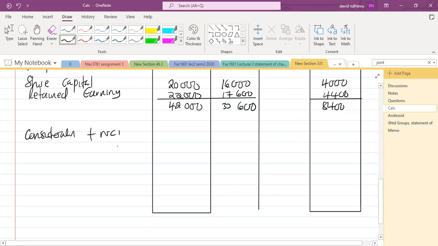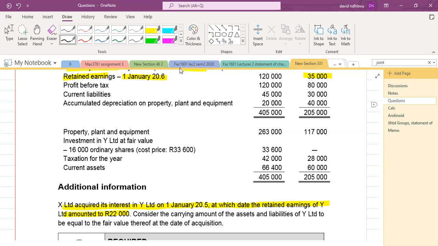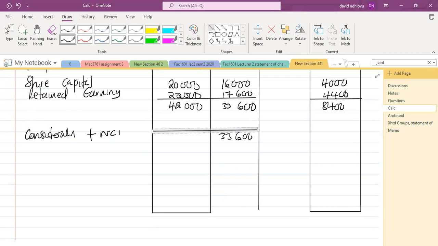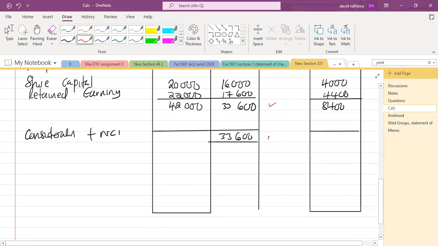right, plus NCI. Consideration is the amount of money that you used to buy your shares. Here you go to the investment line, investment in Y Limited at fair value, 16,000 ordinary shares, and you paid a cost price of 33,600. So therefore, we paid 33,600. Right, then you underline here. You need to compare the amount that you paid for the shares and the value of the shares that you bought. So we are saying we bought shares with a value of so much and we paid that. So here in this instance, there is no goodwill.